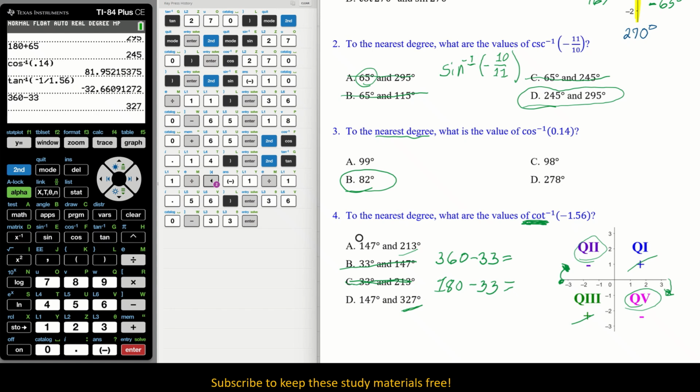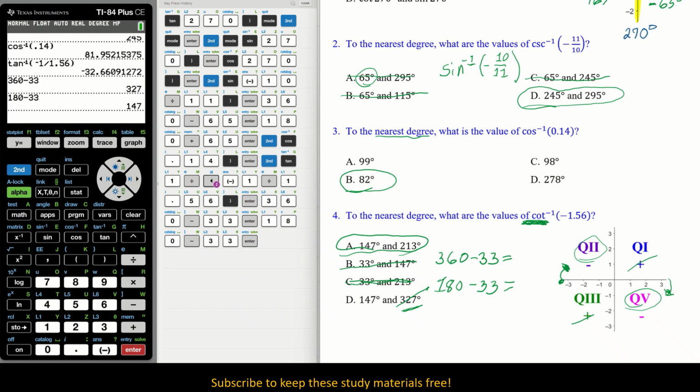Okay, that would not be a possibility. So let's take that 180 minus the 33, and of course we get the 147. So A is our option. Okay, and this is not a possibility.